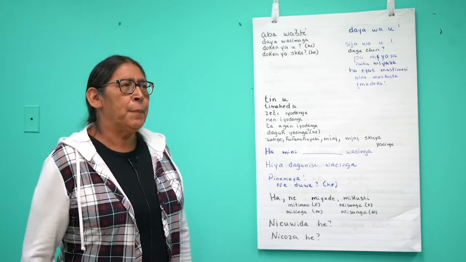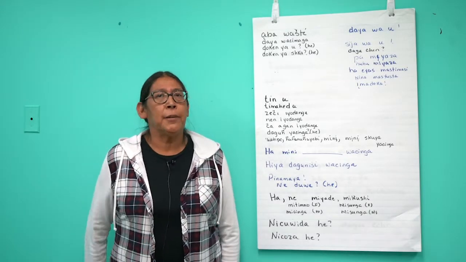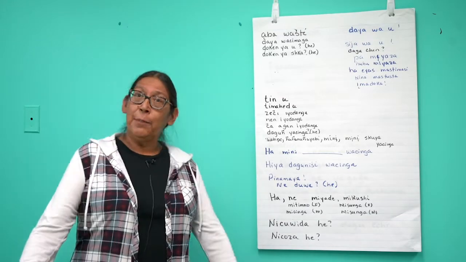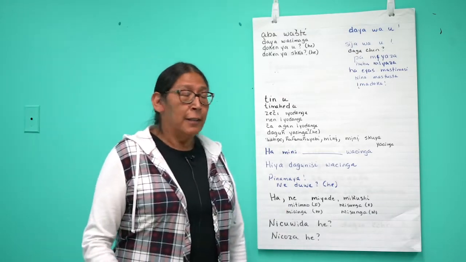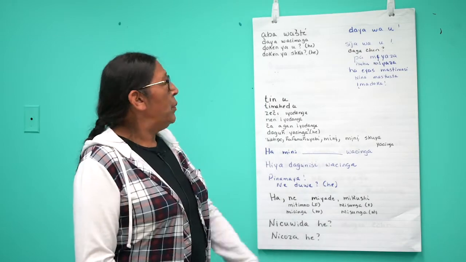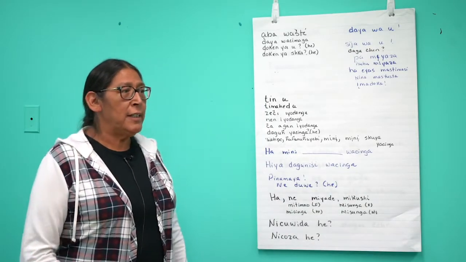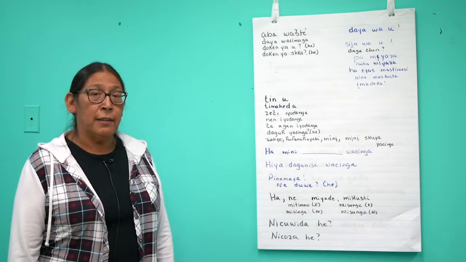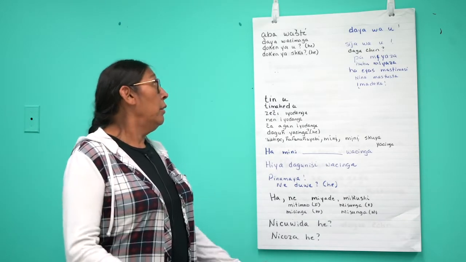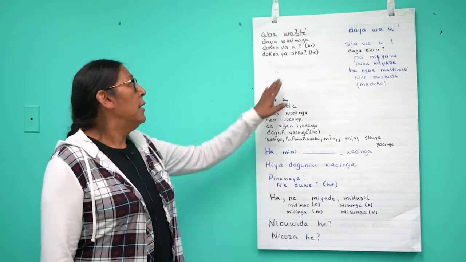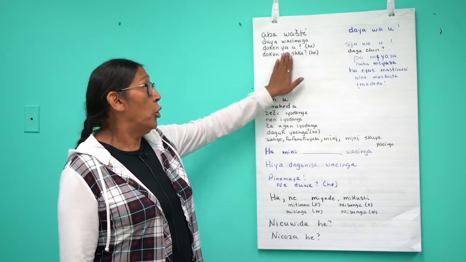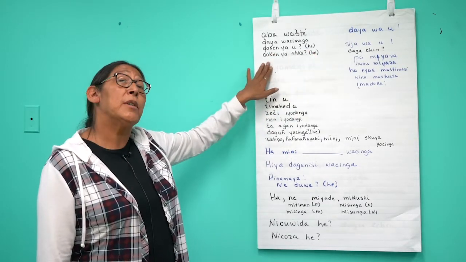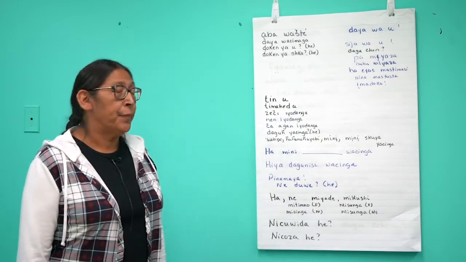So let's pretend all of a sudden we're sitting down in the kitchen and somebody opens up the door and you see your friend standing there. Amba washte, dayawi chimnaga, dokanya u, or dokanya shka. And if you're a man, you would say dokanya u ha. If you're a woman, you would say dokanya shka ha.